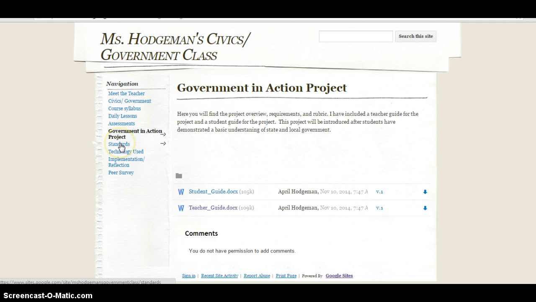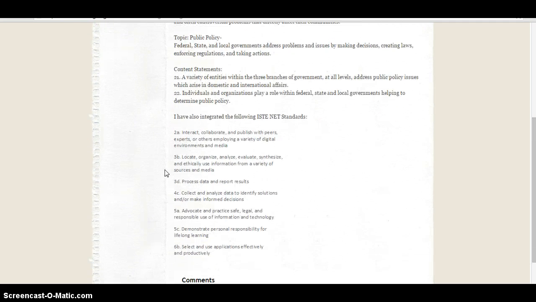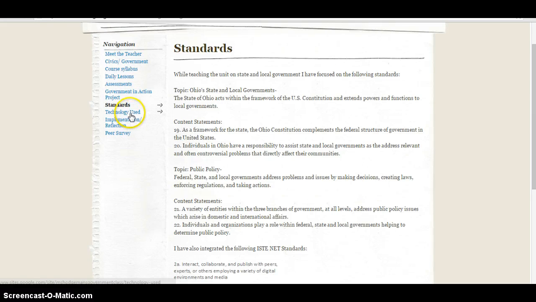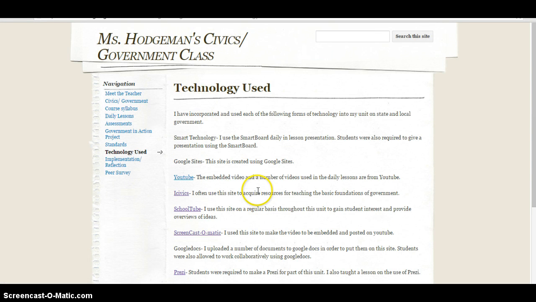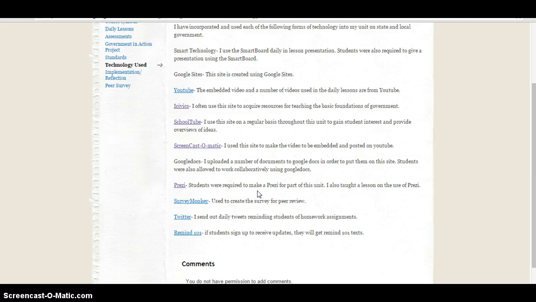I've included a tab for standards and listed the different social studies standards that are met through this unit, as well as the NETS standards. I've provided a basic overview of the different forms of technology that I've incorporated while making this lesson.